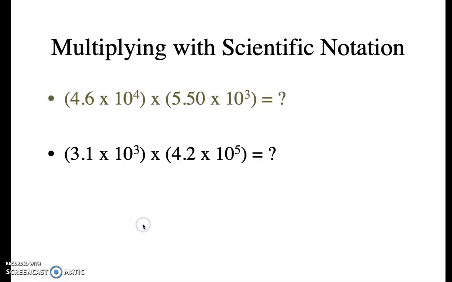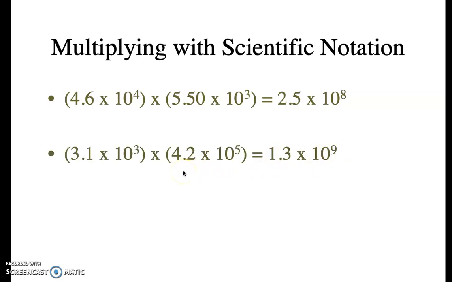Okay, so let's have you guys practice multiplying with scientific notation using a calculator. Look at these two numbers here. Pause the video, practice this, type it in, write it down in your notebook. Now, after you did it, you should get these two numbers here, 2.5 times 10 to the 8th, 2 sig figs, and this number 1.3 times 10 to the 9th, 2 sig figs.